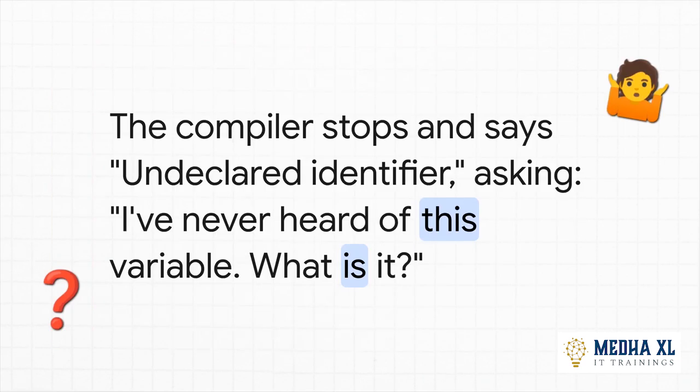And here's a great example of the compiler having your back. We're trying to use a variable called myValue, but we never actually told the program what myValue is. We forgot to declare it. So the compiler just stops everything and says undeclared identifier, which is really just its nerdy way of asking, sorry, who is myValue? I don't think we've been introduced.